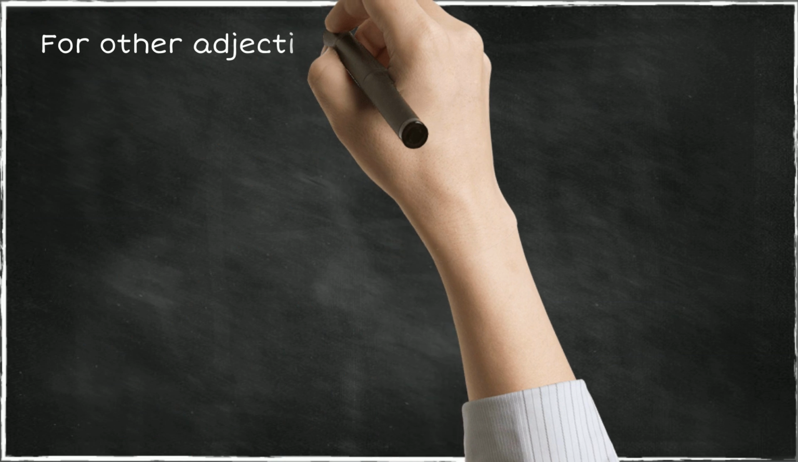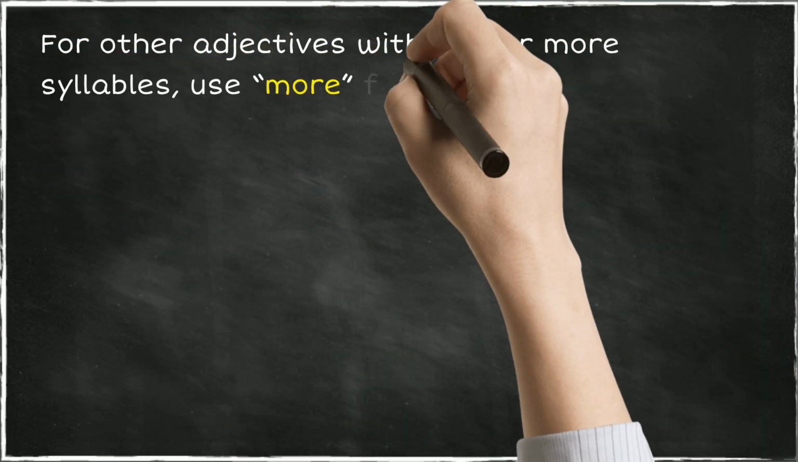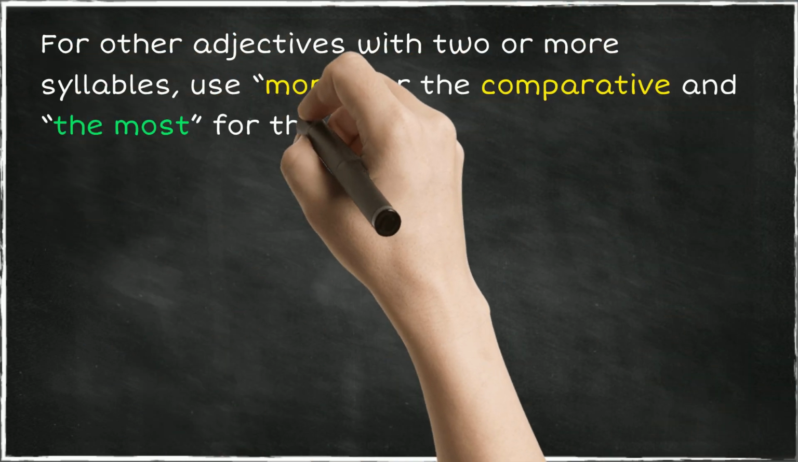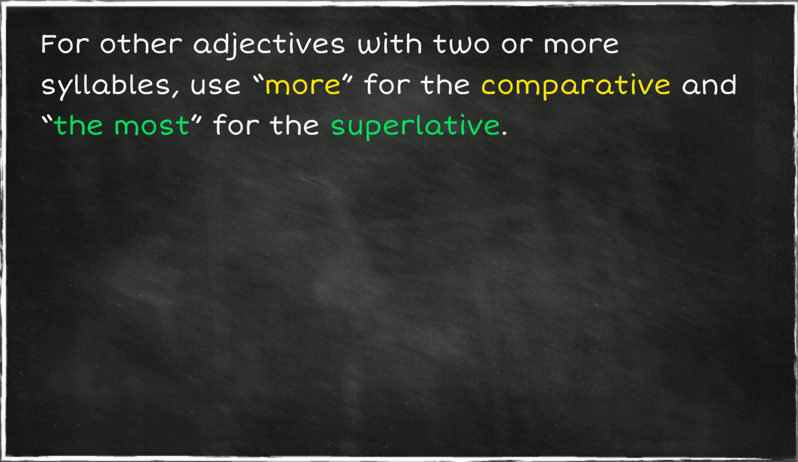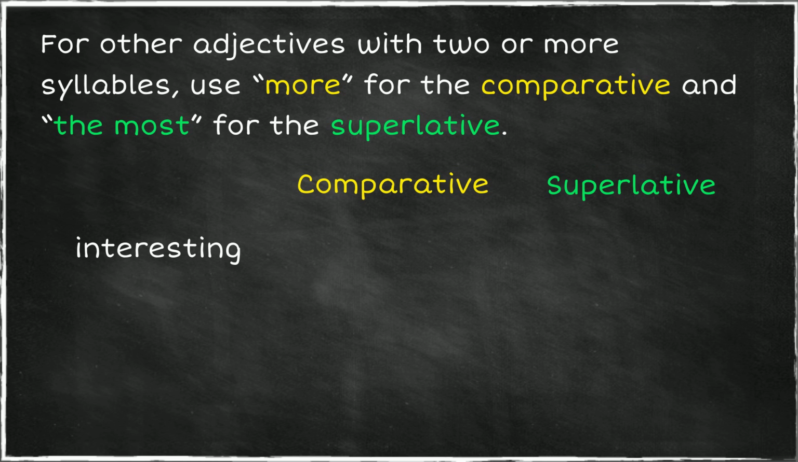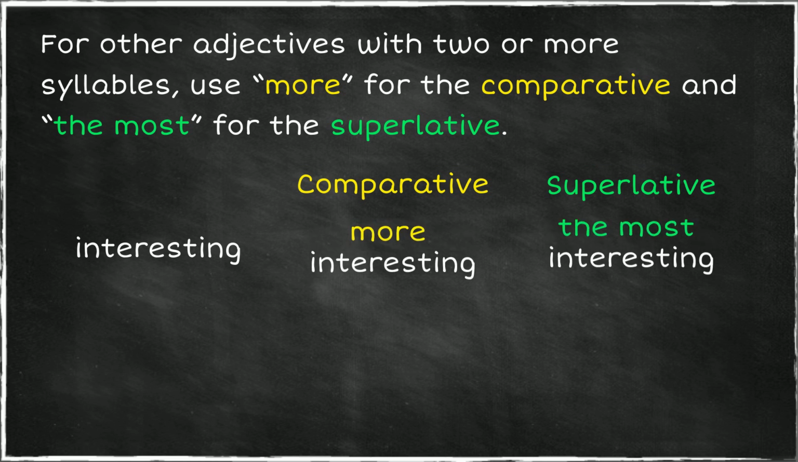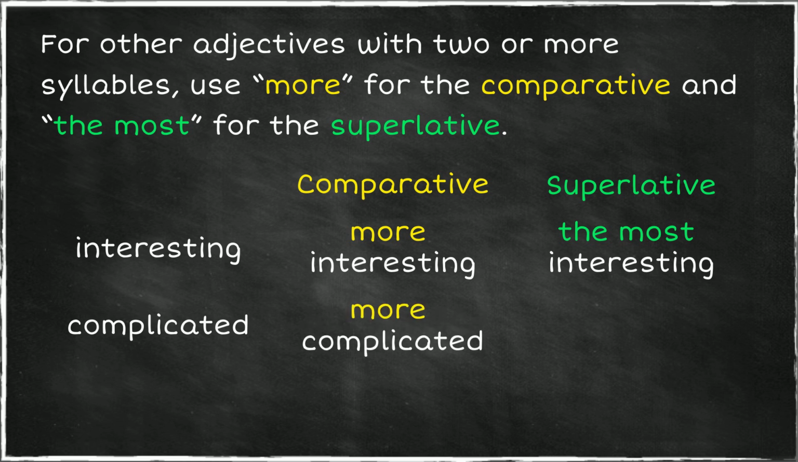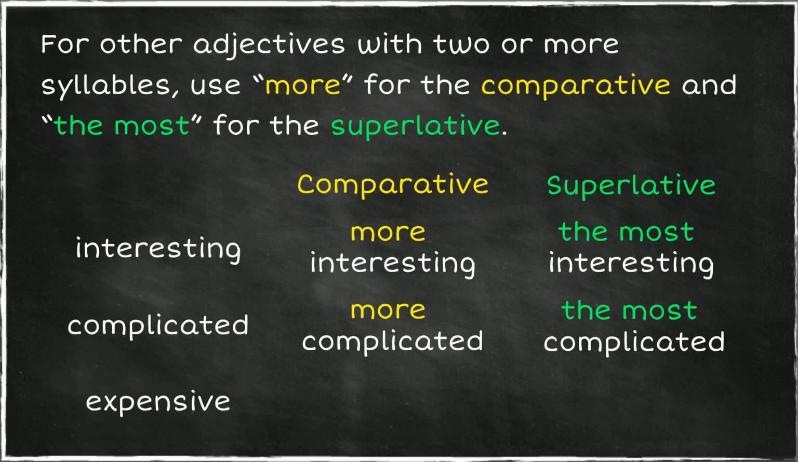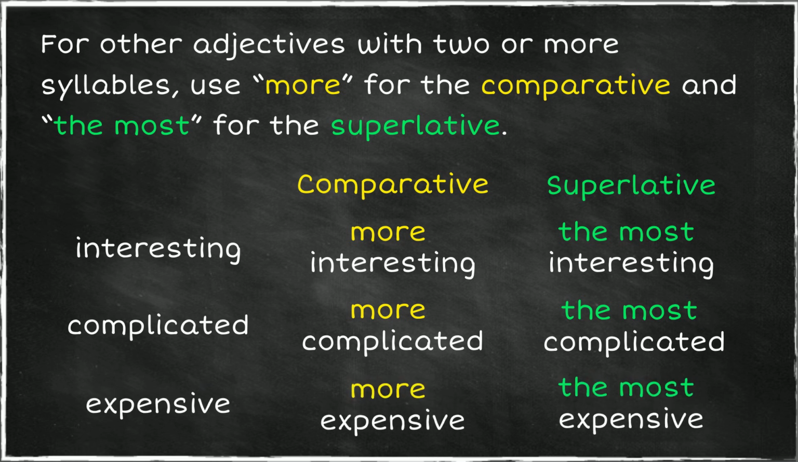For other adjectives with two or more syllables, use more for the comparative and the most for the superlative. For example, interesting, more interesting, the most interesting. Complicated, more complicated, the most complicated. Expensive, more expensive, the most expensive.